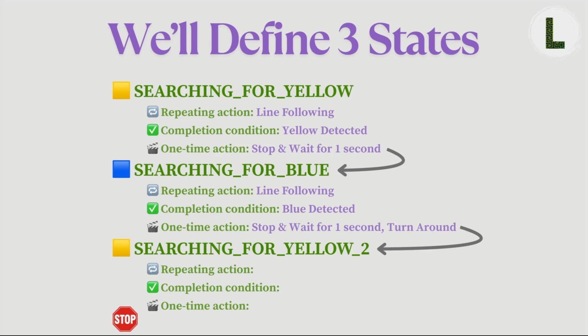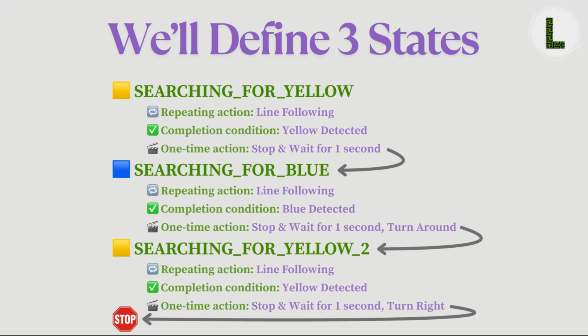In the searching for yellow 2 state, our repeating action is once again line following. The completion condition is yellow detected, and our one-time action is stop and wait for 1 second and then turn 90 degrees to the right. After this, we'll end the loop and stop the program. Now that we have all our states defined, let's go to mBlock and implement this in our block program.